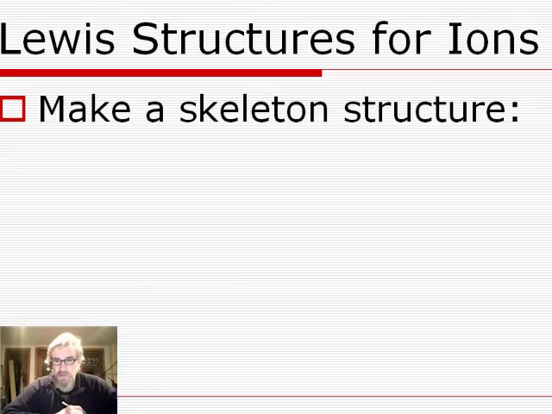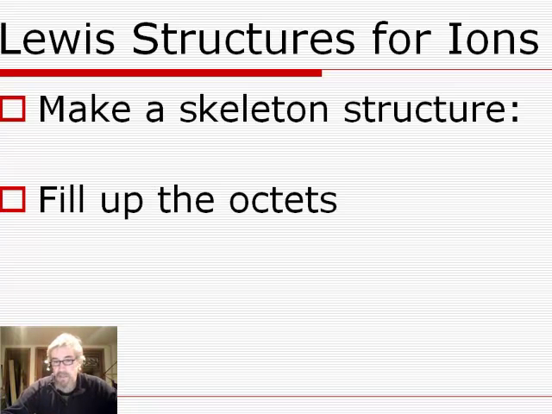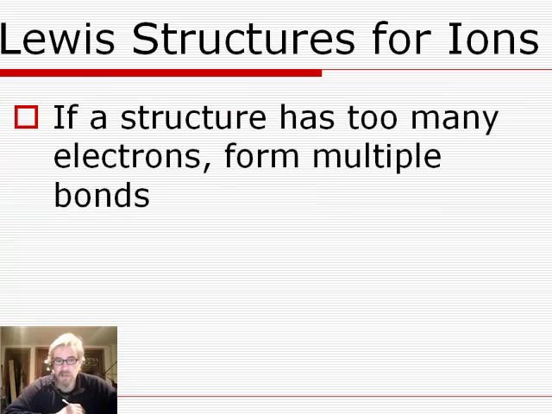So then you make a skeleton structure. Just follow the same guidelines that you do for molecules. And then you fill up the octets, make sure that everything is surrounded by a full 8, except for boron, beryllium, and hydrogen, of course. And as is the case for molecules, if a structure has too many electrons, you might have to form multiple bonds, double or triple bonds.